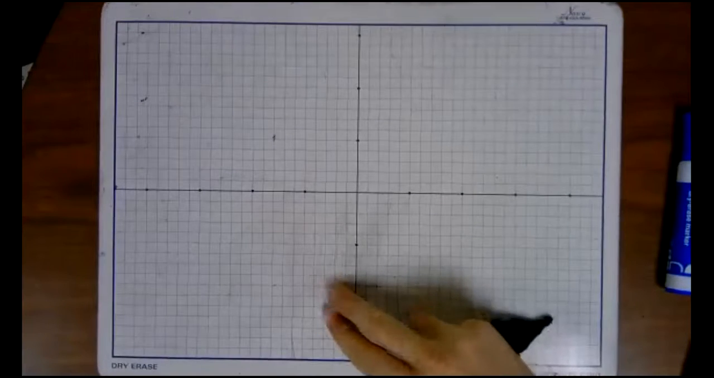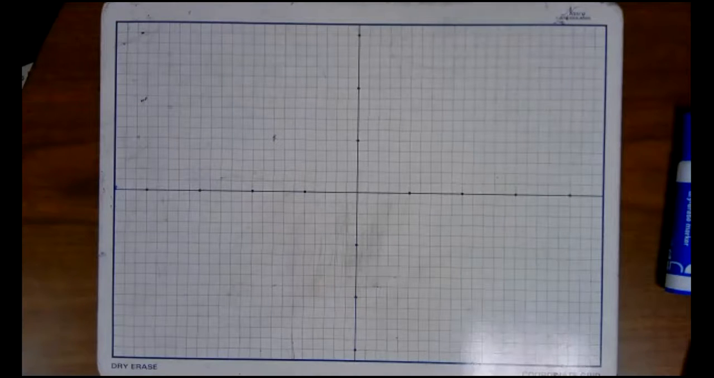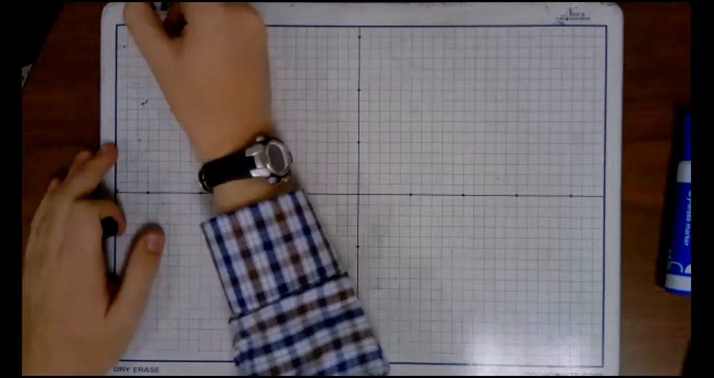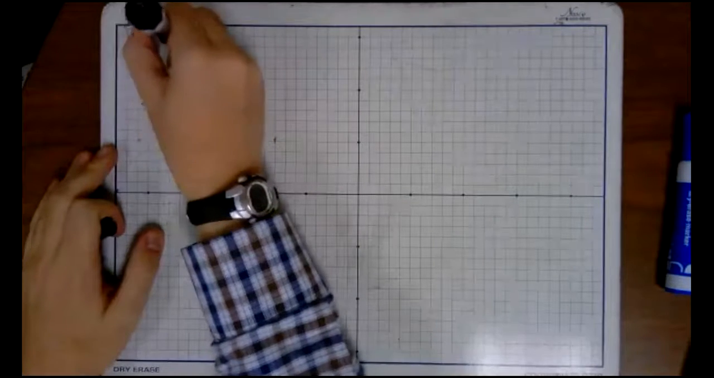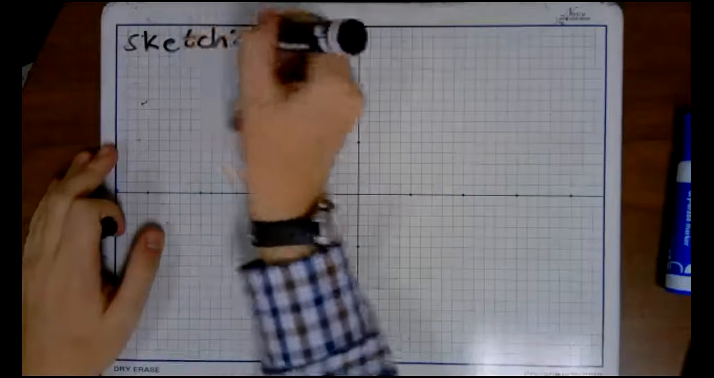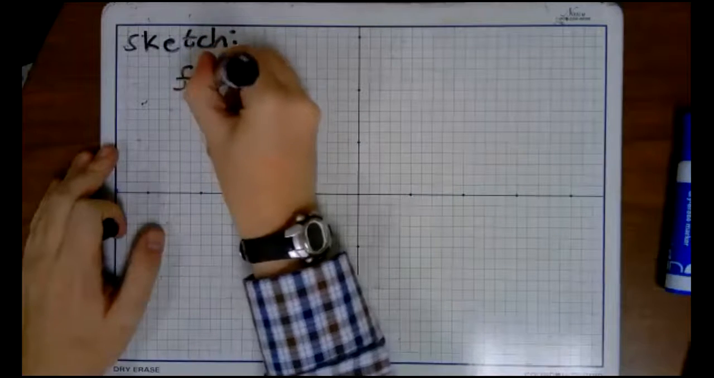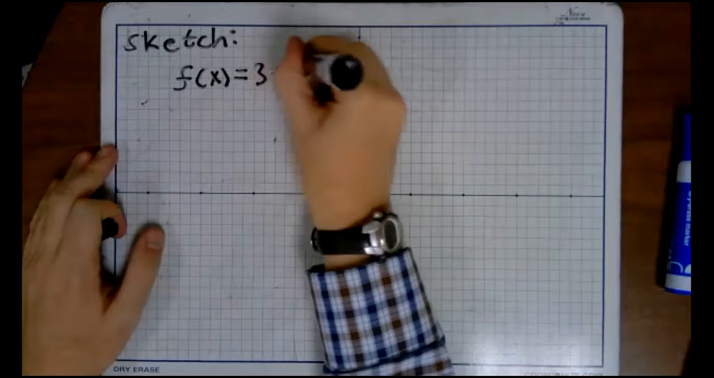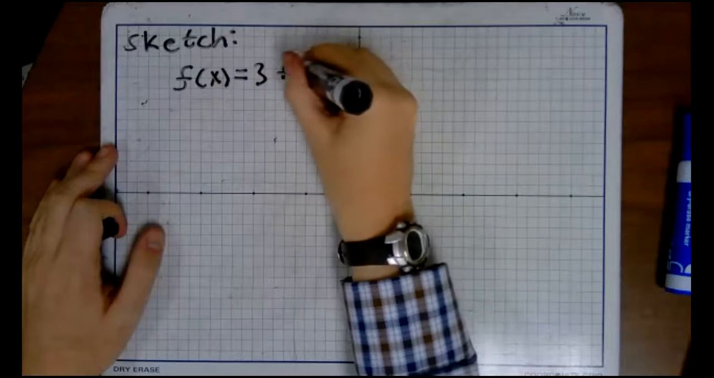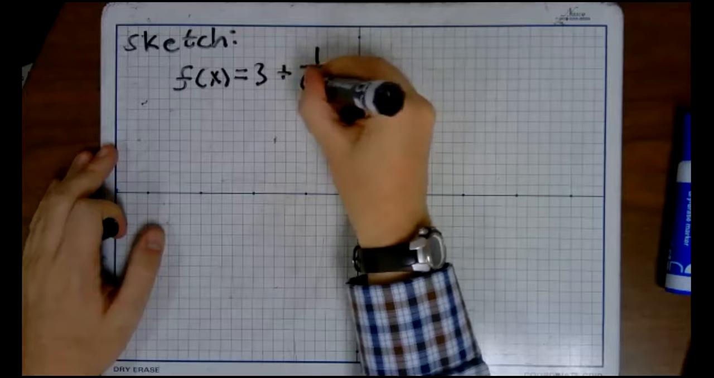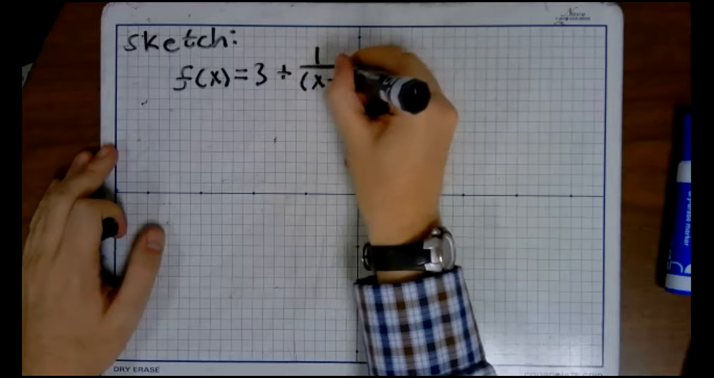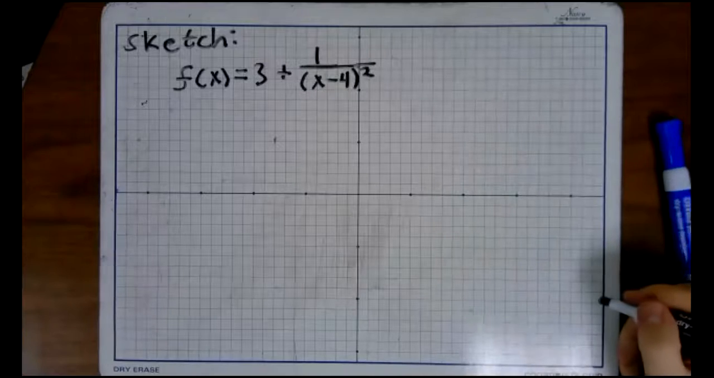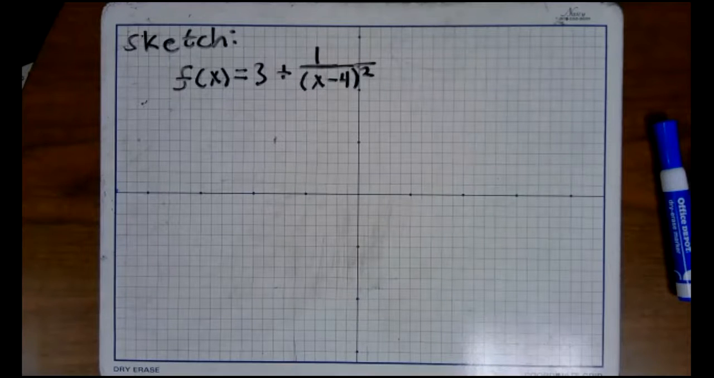So, without using Desmos, let's sketch f of x equals 3 plus 1 over x minus 4 squared.